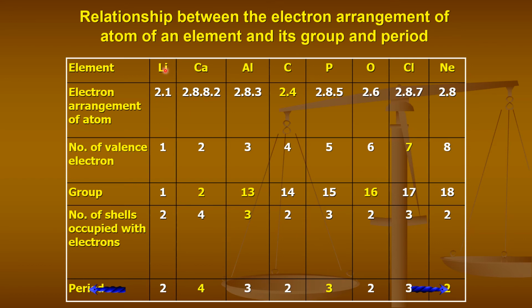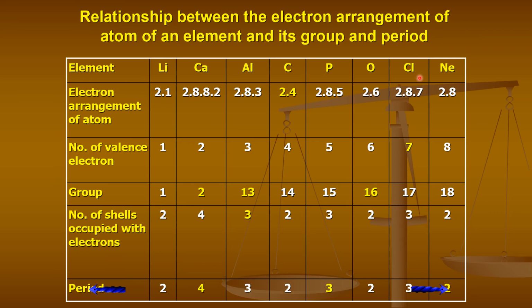But let us see lithium first. The electron arrangement is 2, 1. So the valence electron is 1. The number of shells occupied with electrons is 2. The first shell is 2, the second shell is 1. So lithium is in group 1, because the number of shells occupied with electrons is 2, it is in period 2. So lithium is group 1, period 2.